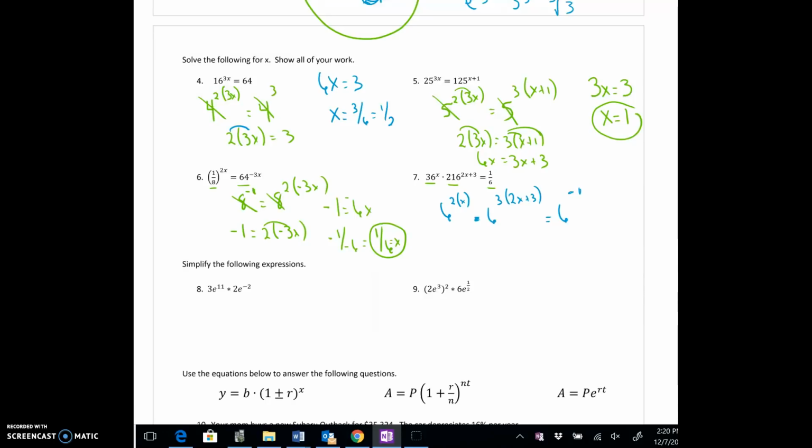And now I want one base on the left side with the one base on the right. So what I'll have to do is look at, since these bases are the same and they're multiplying, I should add these exponents. So it should be 2x, that exponent, adding to the other exponent of 3 with the parentheses, and then that should equal the exponent on the right. So this video is going to pause, and you're going to go into the next one to finish up this problem.